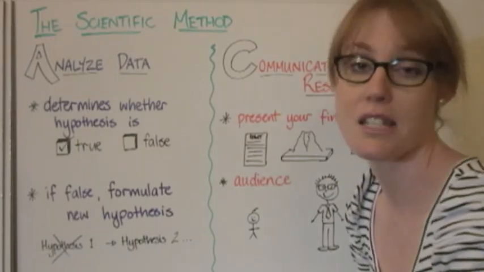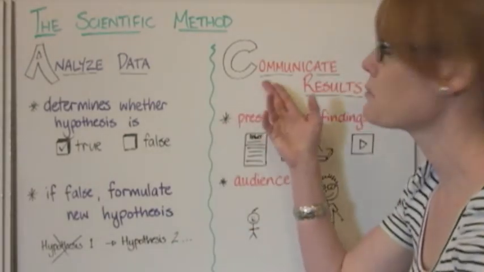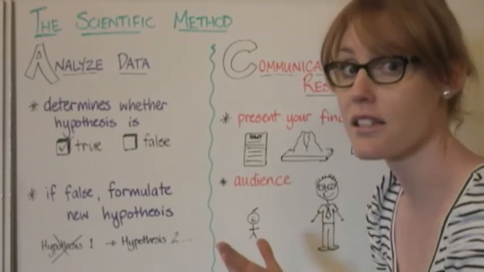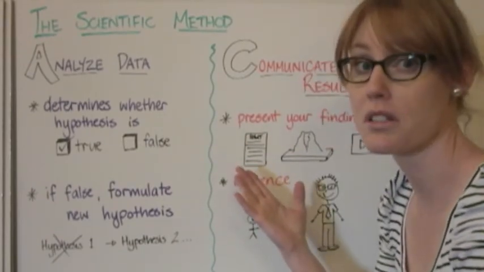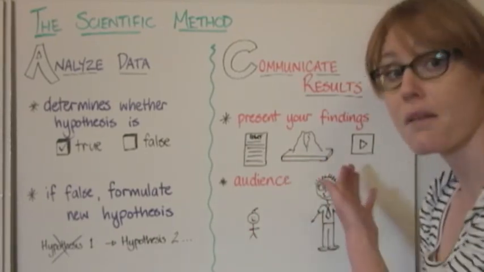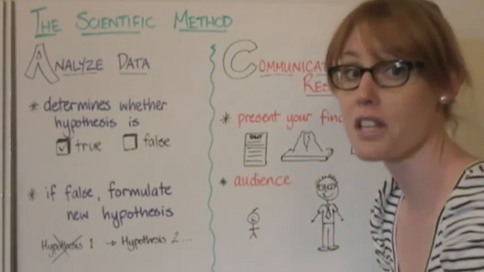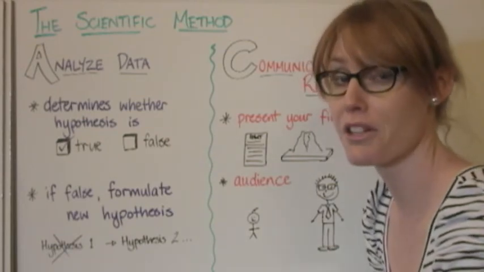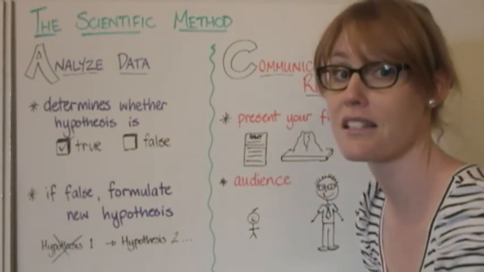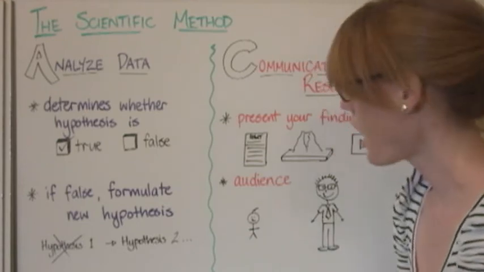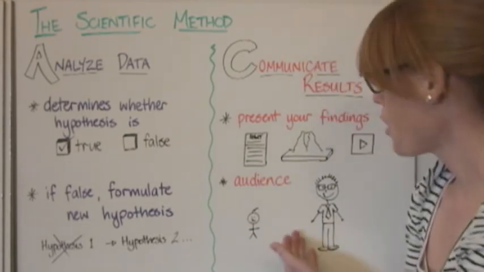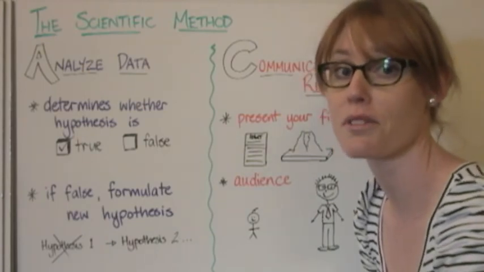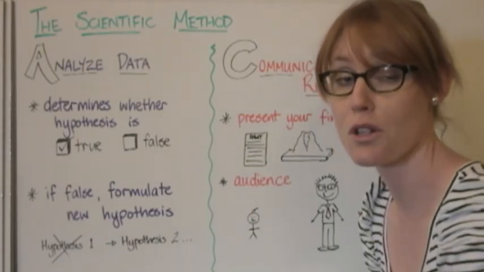The last step of the scientific method is for us to communicate the results. We need to present our findings in the form of a report, a model, perhaps a video, or some other type of publication. When we communicate our results, we really need to take into consideration our audience. Are we presenting to young people or perhaps more educated people? And we need to tailor our communication of the results to that age group and target audience.